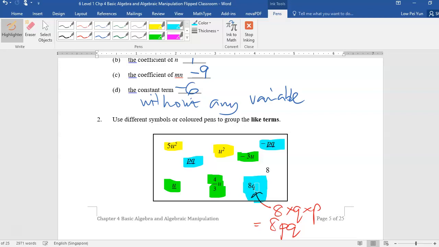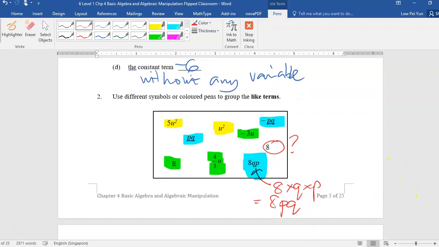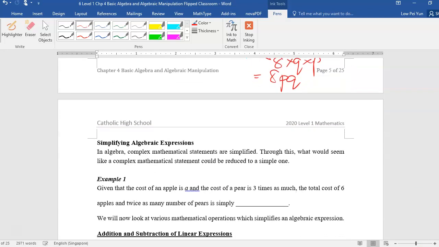Yes. Alright, so here we go. 3 types of like terms. 3 groups of like terms. And then we have one constant term that's left alone, all by itself. Okay. Let's move on. Nearing the end, page 6.